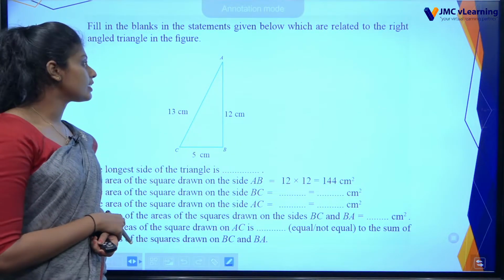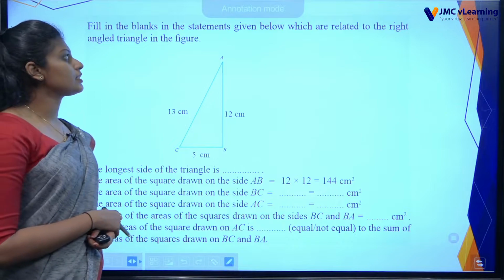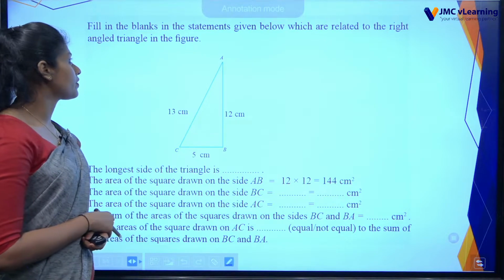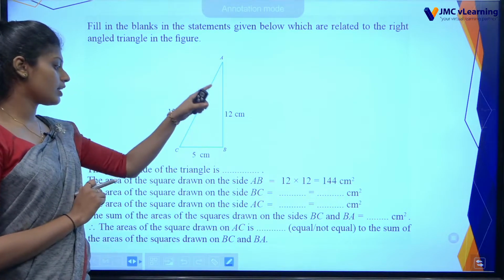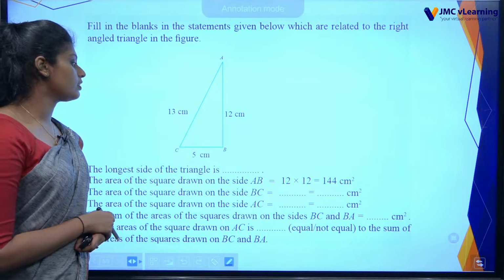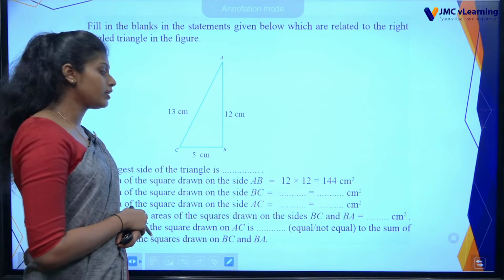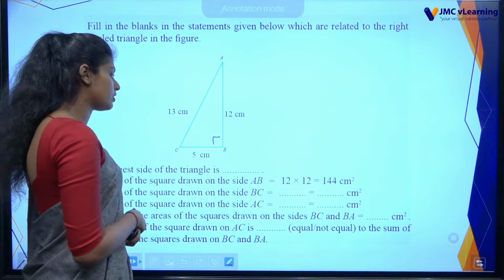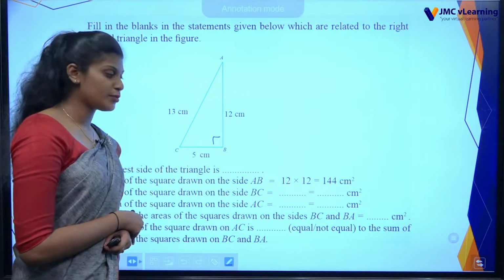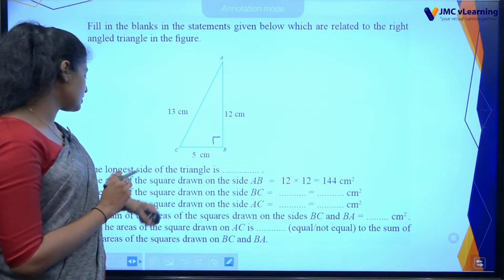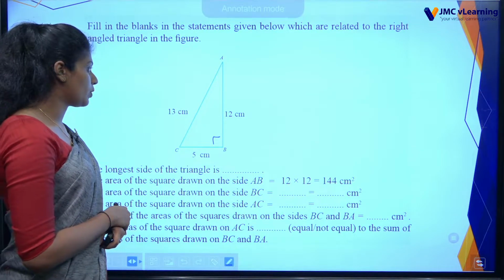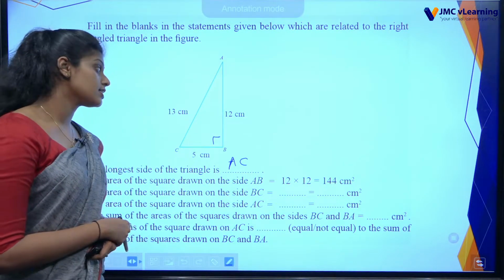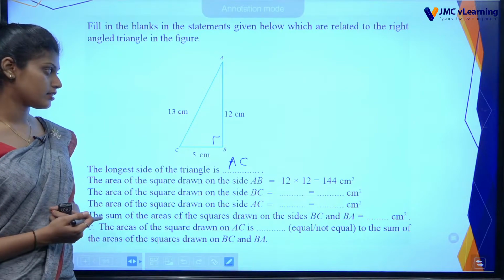Now we move to the next question. Fill in the blanks in the statements given below which are related to the right angle triangles in the figure. Here ABC is the right angle. Then what is the 90-degree angle? Here angle ABC is the 90-degree angle, and AC is the hypotenuse. So the longest side of the triangle is what? AC. By looking at this figure, you can identify AC is the longest side.